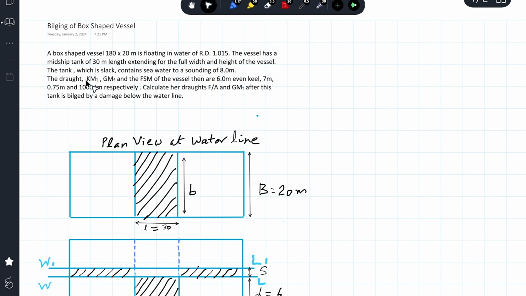The draft, KM transverse, GM fluid, and FSM of the vessel are given. Draft is 6 meters even keel. KM transverse is 7 meters. GM fluid is 0.75 and FSM is 1000 meter. Calculate her forward draft, after draft, and GM transverse after this tank is bilged by damage below the waterline.